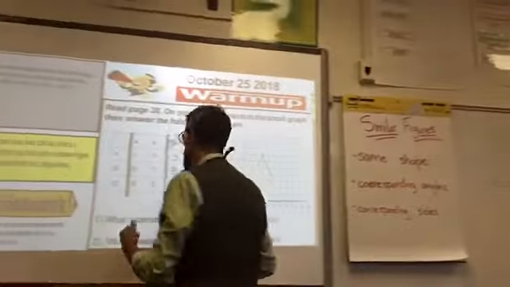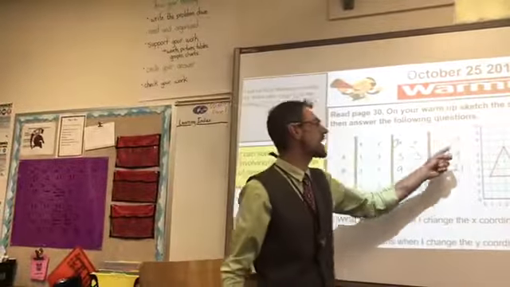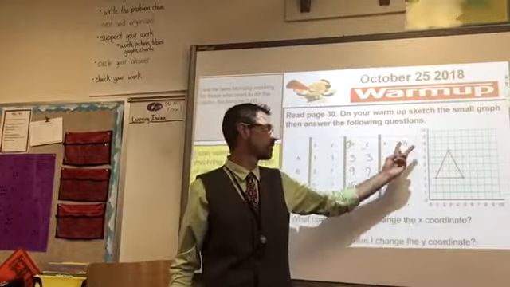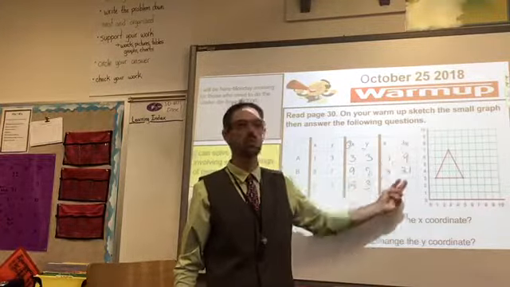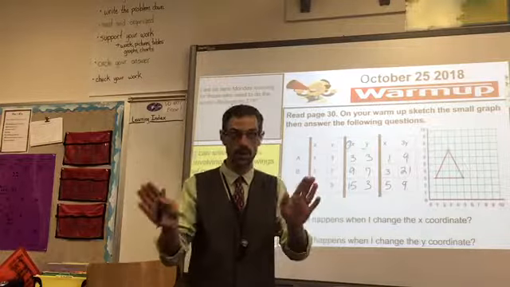So they're not similar. So what's going to happen here if I was to draw this triangle where the x stayed the same but the y was multiplied by 3? Talk to your partner.